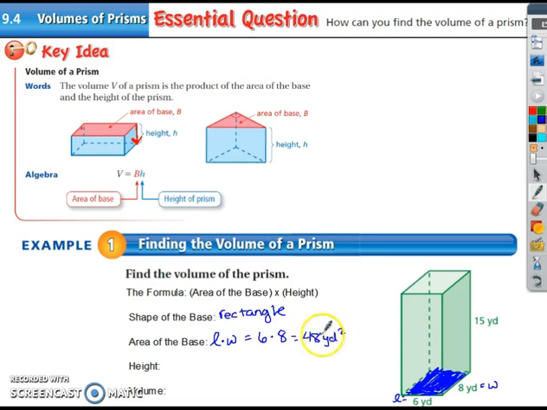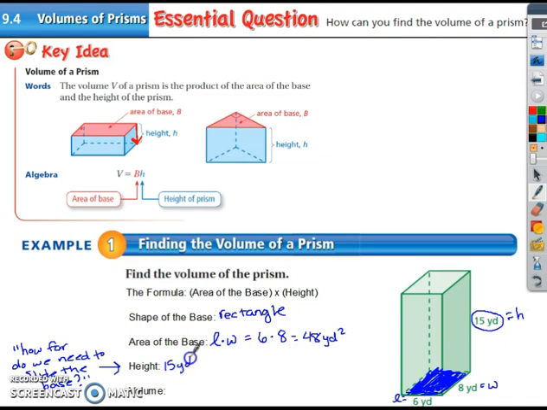The height is just the distance from one base to another. So another way to find the height is just to ask the question, how far do we slide the base to get it from one side to the other? How far do I need to slide it? And in this case, I need to slide it 15 yards. So this is going to be my height. So my height is 15 yards.